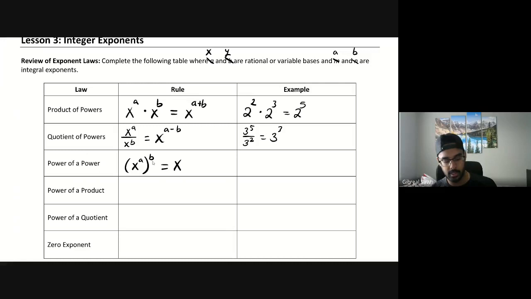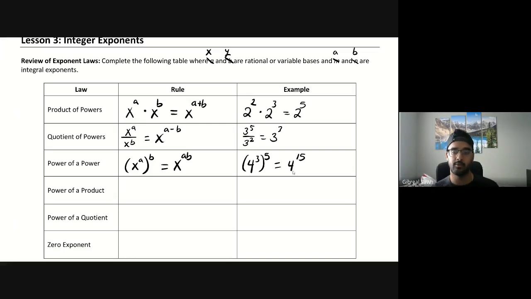So that'll become X to the power of A times B. And again, we could say it's 4 cubed as a numeric example, to the power of 5. Now you could evaluate inside the brackets first. 4 cubed is 64, and then raise that to the power of 5. Or you could simply do 4 to the power of 15.